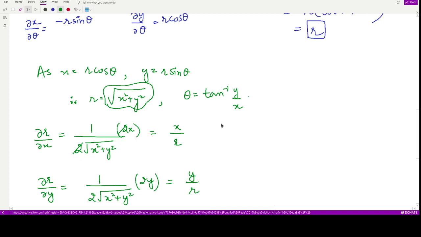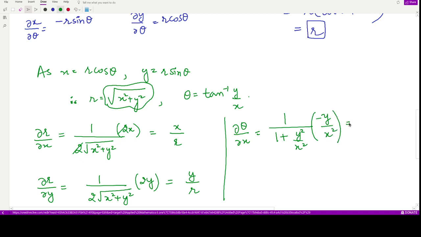And again you can calculate del theta by del x. Firstly we have to perform the derivative for tan inverse of the angle, so that would be 1 divided by 1 plus angle square, so that is y square by x square, and then the derivative of this angle with respect to x partially. So y will come as such, and the derivative of 1 by x would be minus 1 by x square. So after simplification this would be minus y divided by r square. So you could see how this is so.